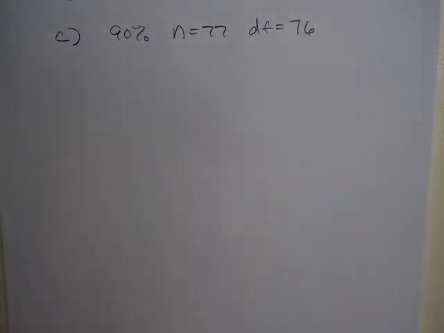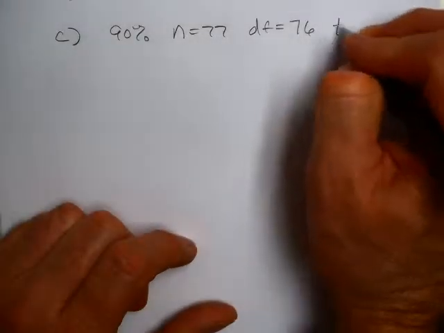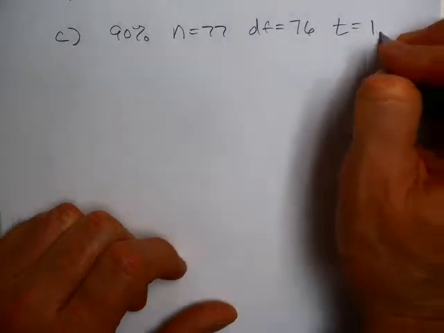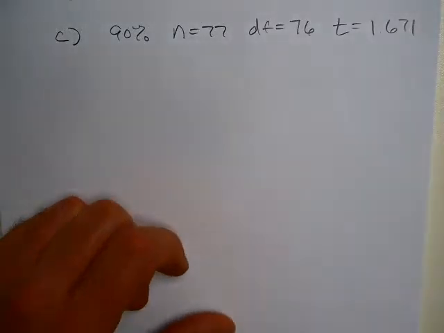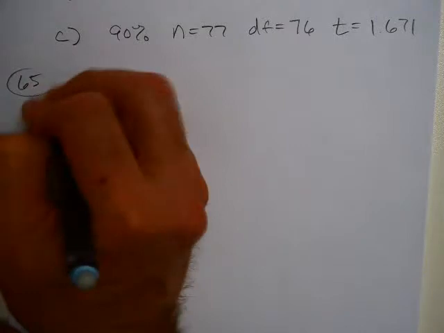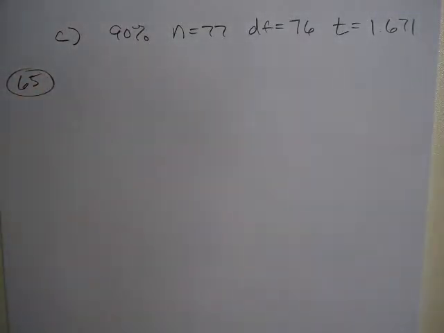So what did we have here? What did we get for T on that one? 671? Yeah, cool, thank you. All right, let's look at number 65. I didn't actually write anything down for 65.